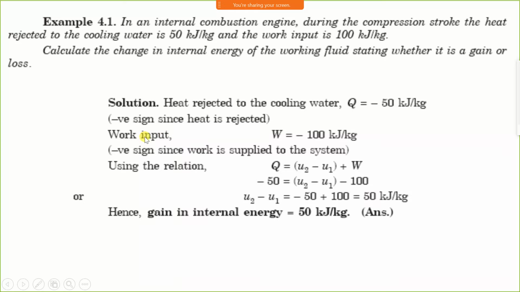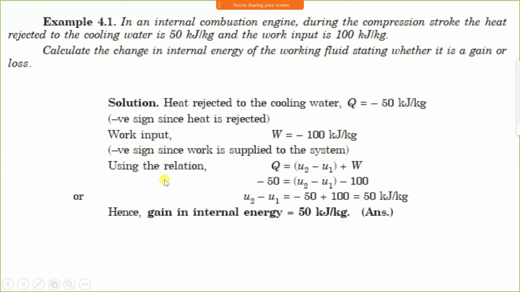Work input, W is equal to minus 100 kilojoule per kg. Why is it minus? Because work input to the system, work given to the system, is negative and work obtained from the system is positive. Minus sign since work is supplied to the system.